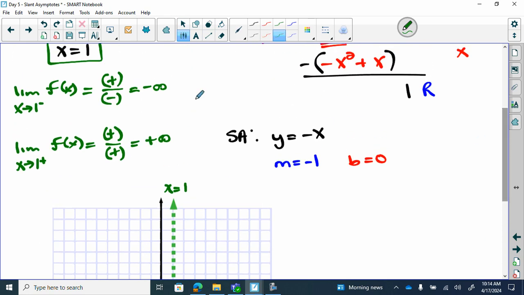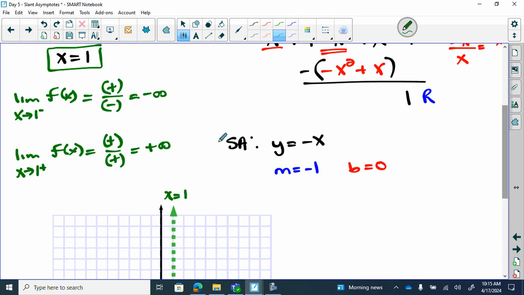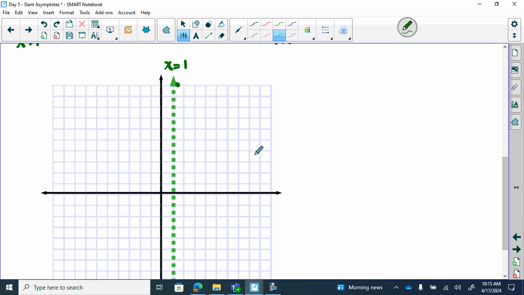What did this information tell me? That on the left of 1, my y values are getting what? Infinitely smaller. So where should I draw that little dot? Here's the left of 1. Should I go way up to the top or way down to the bottom? Down to the bottom. Cool? What's this tell me? On the right, it's getting infinitely bigger, so my y values would be bending upwards. Cool?